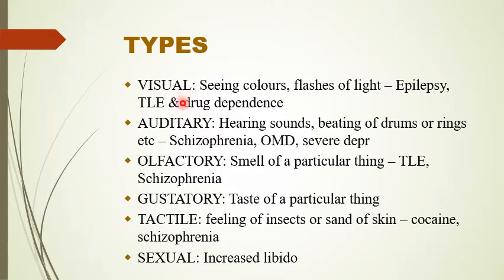The next type of hallucination is auditory hallucination, that is, he may hear sounds like beating of drums or ringing of bells, etc. This is seen in diseases like schizophrenia, organic mental disease, severe depression, etc. Olfactory hallucination means smelling of a particular thing, and this may be seen in temporal lobe epilepsy, schizophrenia, etc. Gustatory hallucination means he experiences the taste of a particular thing.